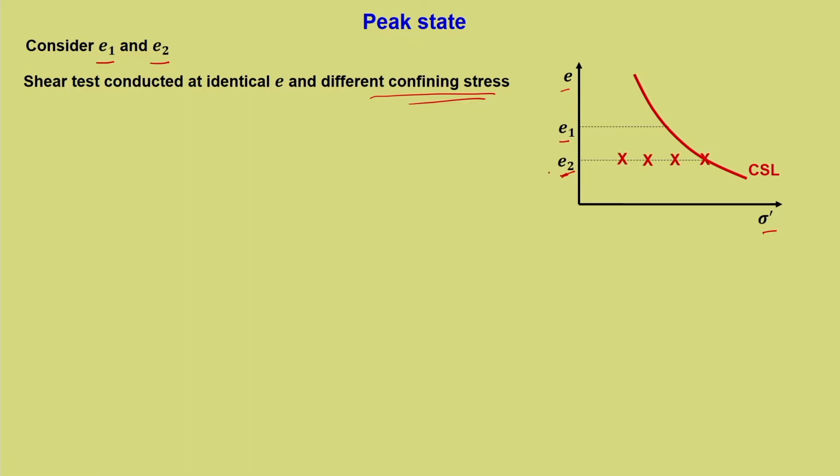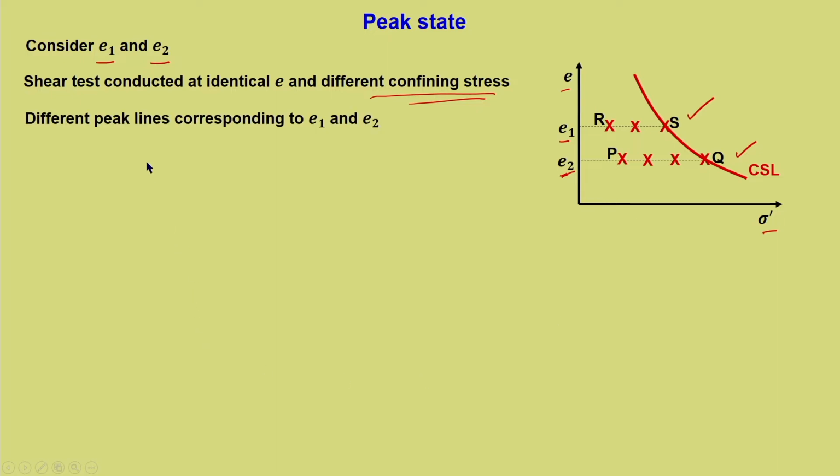So, at e2, these are the locations of sigma' at which the shear test is performed, and the last point being on the critical state line. So, let this be PQ, and for e1, the same void ratio idea but with different effective or confining stress, it can be denoted as RS. So, there is a PQ series and there is an RS series.